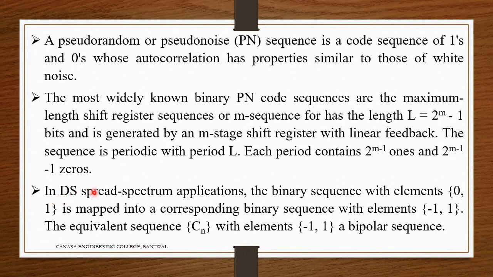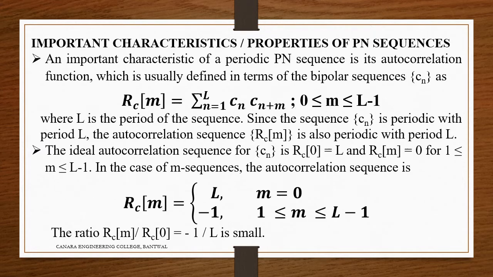In direct sequence spread spectrum applications, the binary sequence with elements 0, 1 is mapped into the corresponding binary sequence with elements minus 1, 1. If it is 0, we represent it as minus 1. If it is 1, it is represented as 1. The equivalent sequence Cn with elements minus 1, 1 is a bipolar sequence, so it has to be represented within minus 1, 1.